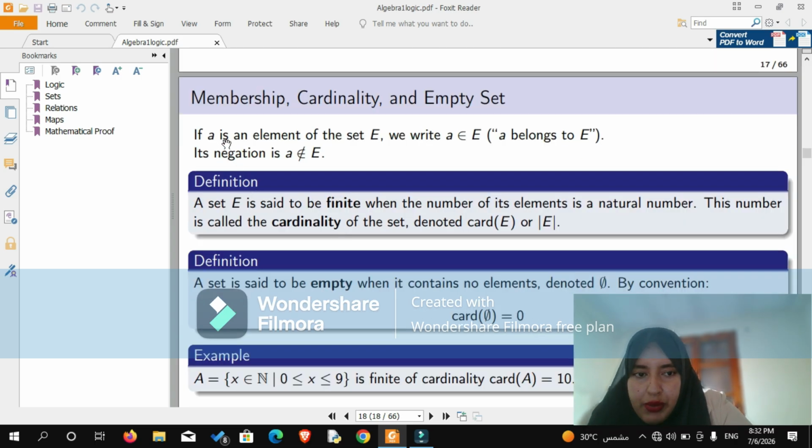Membership: if A is an element of a set E, we write A belongs to E, using this symbol. If it doesn't belong to E, we use this symbol crossed out.